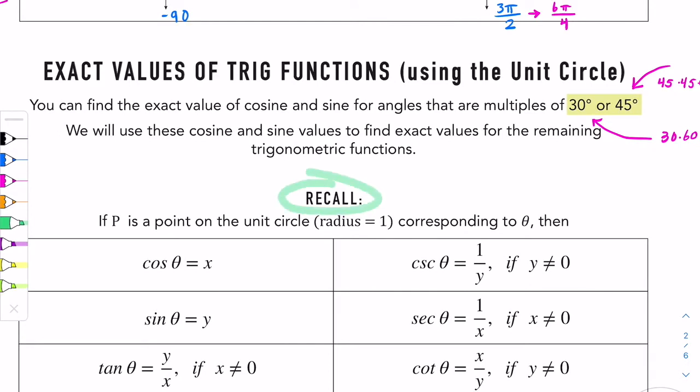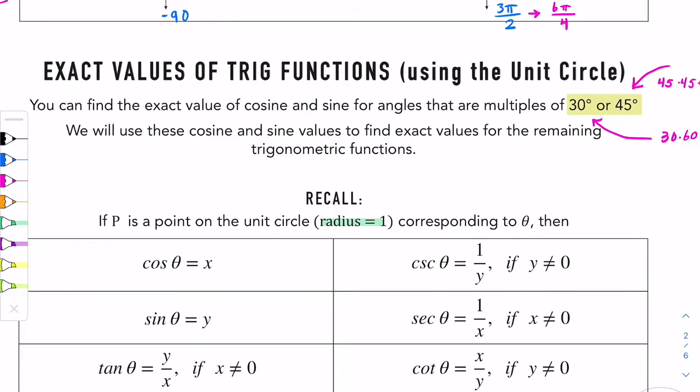If P is a point on the unit circle, recall that the radius of the unit circle is always 1. Then technically you have cosine, which is x over r, but if r is just 1, then you can really just say that it's equal to x. If you had x over 1, that's just equal to x, which is why cosine of theta is equal to x. Sine of theta is equal to y. Again, technically it's y over r, and r is 1, so just y.